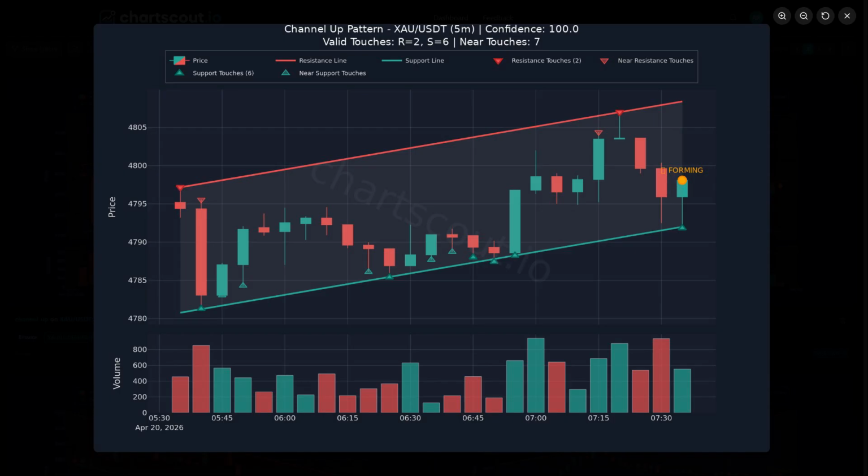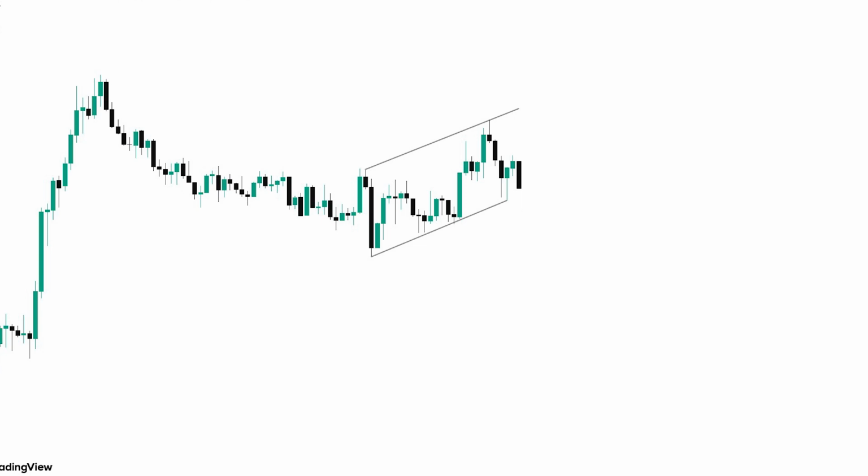All right, this is the part I really want to focus on, because this is the bit that matters most for how you actually trade this. ChartScout found this setup and put it in front of me. Now I want to look at it the way I normally would. Most traders are going to look at this and think, oh, gold is going up. That's exactly how you get trapped.